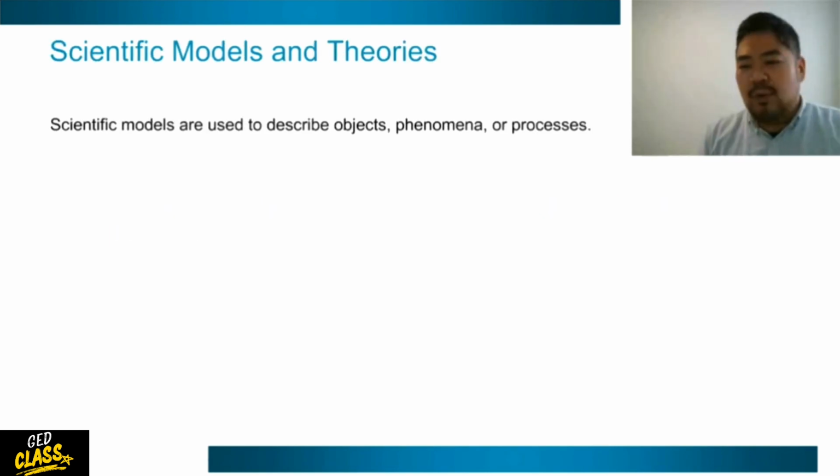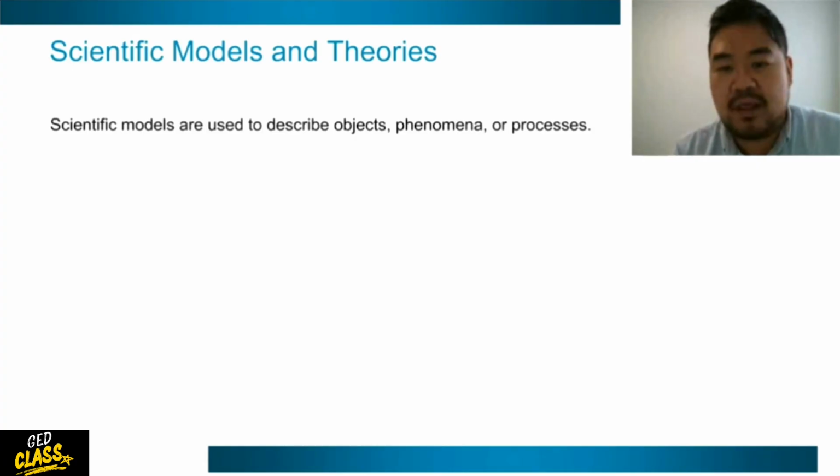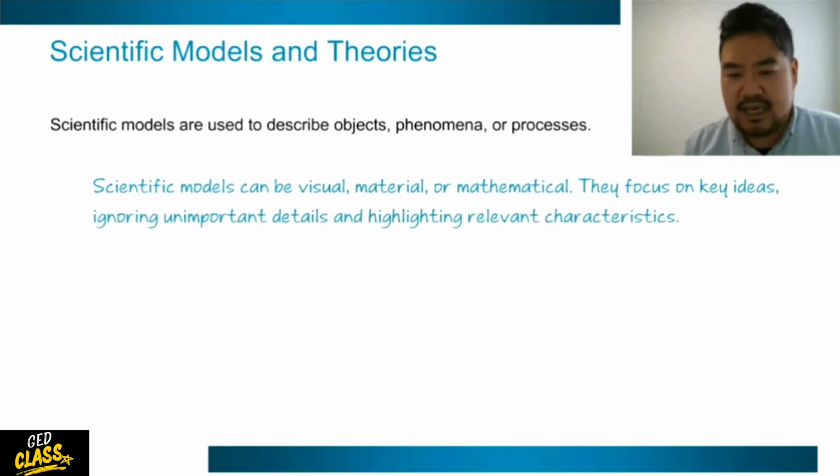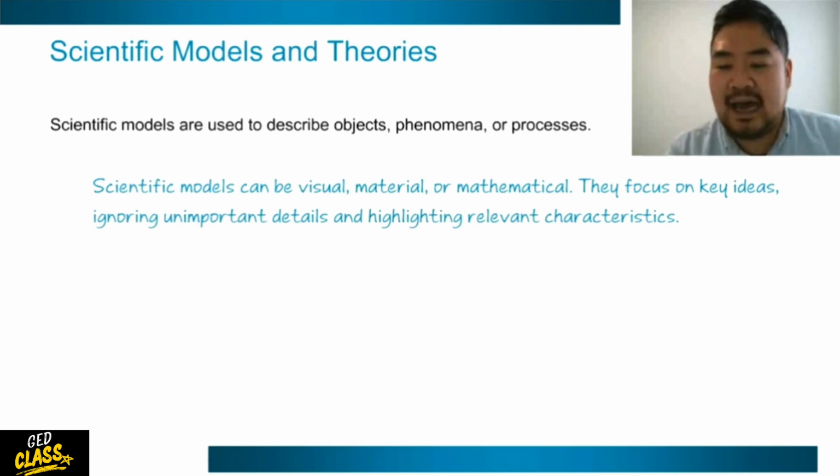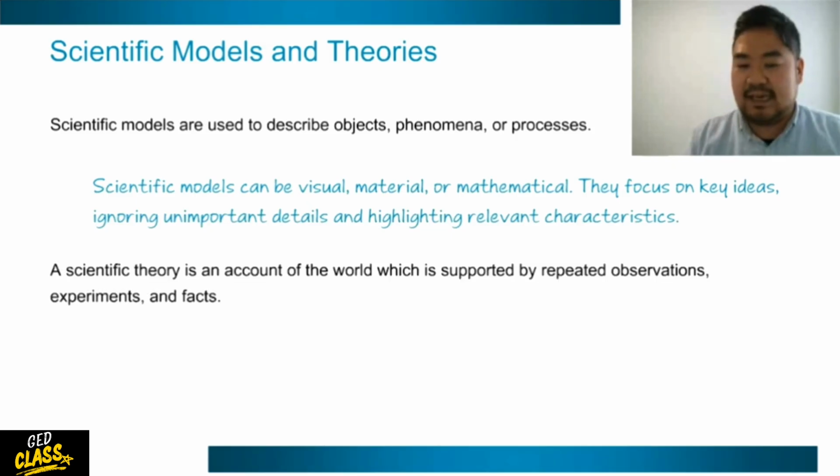So with that, how do we think like a scientist? Well, understanding how scientific models work is a big part of that. So let's dive in here. Scientific models are used to describe objects, phenomena, or processes. Scientific models can be either visual or material or mathematical. They'll focus on the most important ideas, ignoring some of the other stuff, and instead highlighting relevant characteristics, thinking about, again, the most important key information.